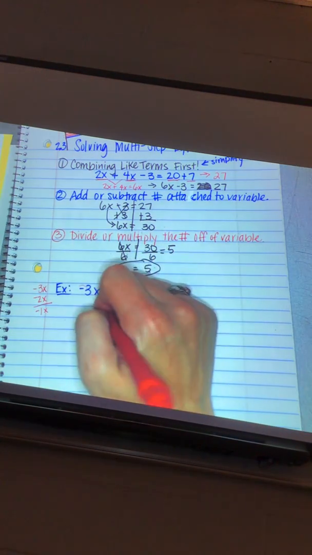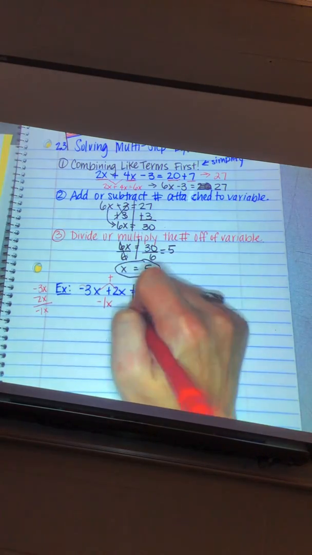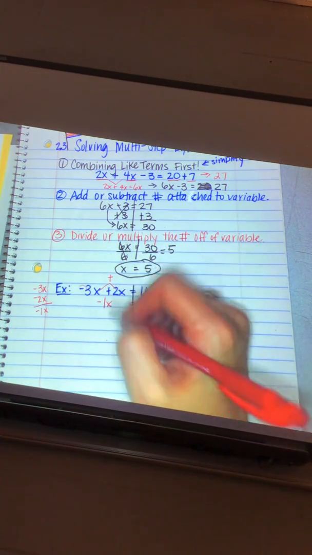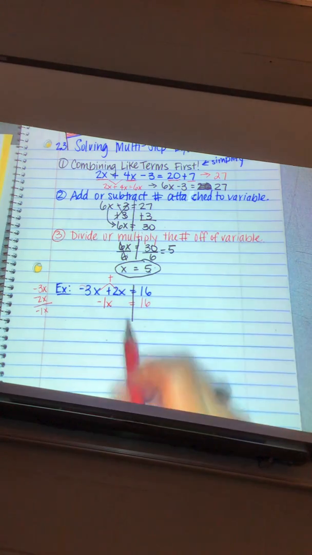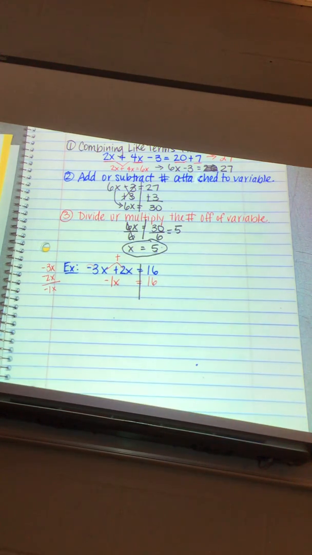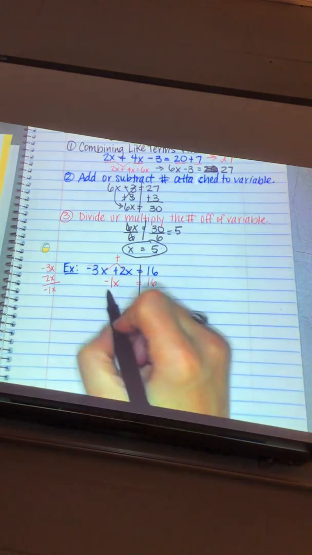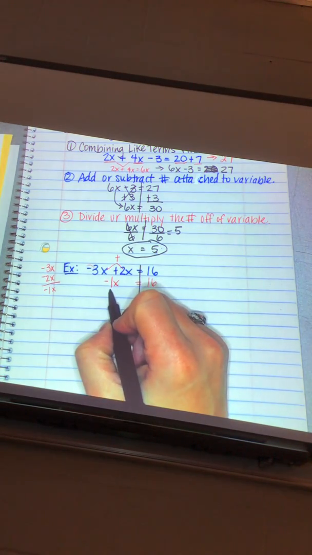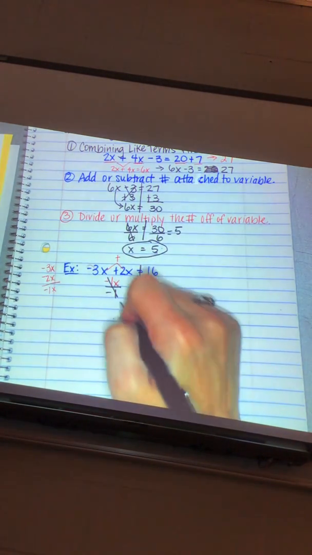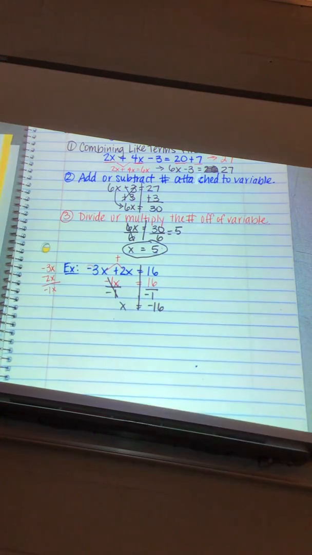I know we could just say negative x, but for right now, I want you to see what that is. With a negative on it, we're going to just keep it as a negative 1x. And now we have negative 1x equals 16. So there's nothing that is added or subtracted to the variable anymore. So we're going to skip step 2. We're going to head straight into step 3. Divide or multiply the number off of the variable. So we have a negative 1 attached to the variable with multiplication. So we're going to divide each side by a negative 1. That gets that off there. And now you're left with x equals negative 16 as your answer.